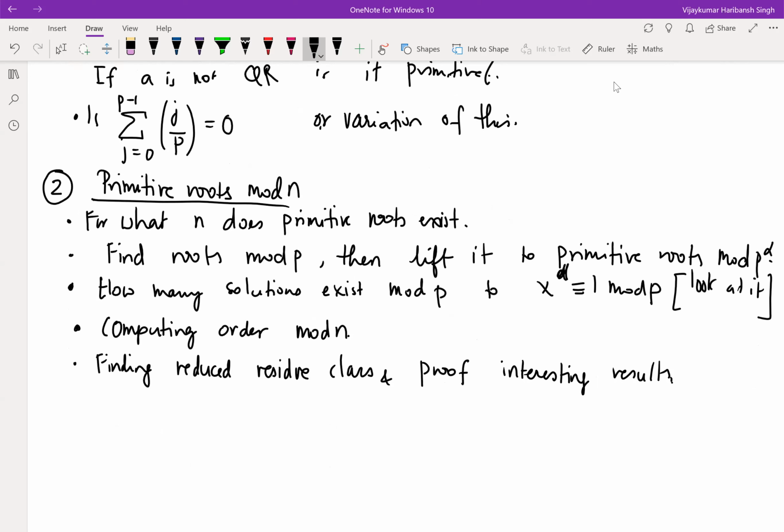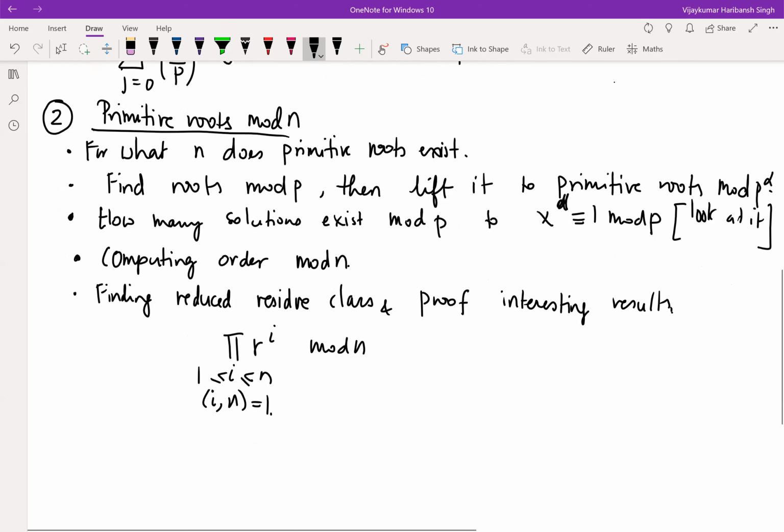For example, can you tell me if I multiply all the residue classes, what do I get? What is the product of all r to the I, where I is between 1 to n, and gcd of I and n is 1? Okay, so these kind of results, right?